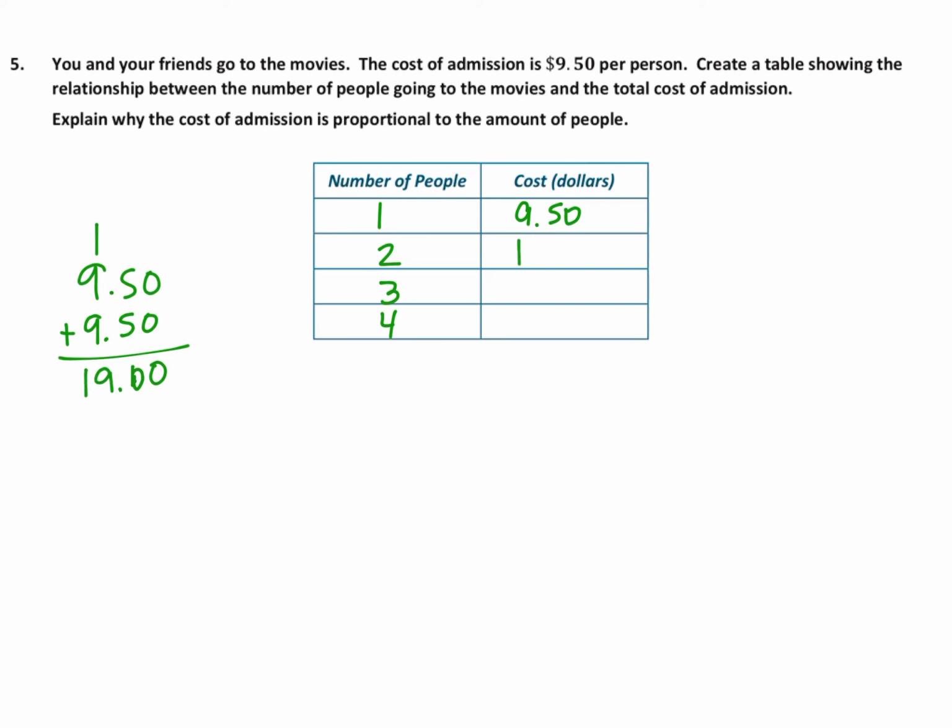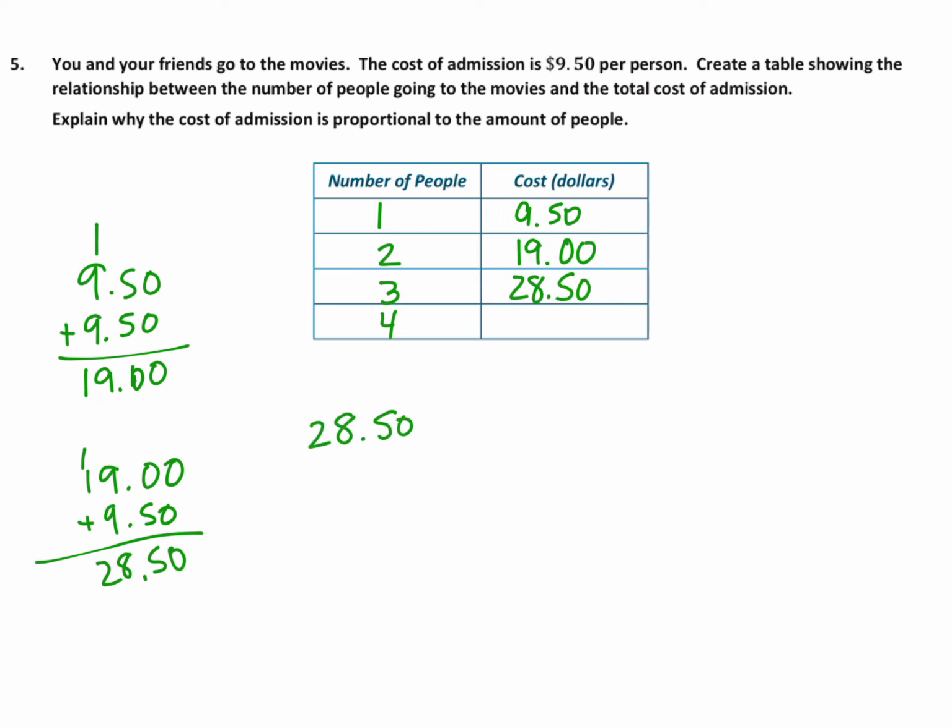Which is $19. Then for 3 people, we would need another $9.50. And for a 4th person, we would need another $9.50.